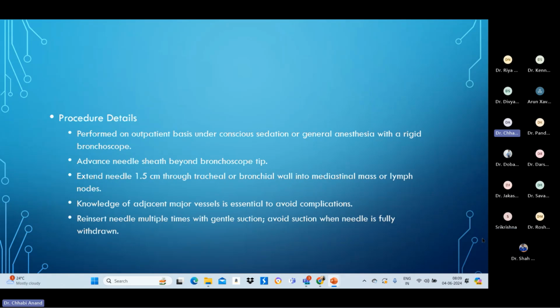Advance needle sheath beyond the bronchoscope tip. Extend needle 1.5 cm through the trachea or bronchial wall into the mediastinal mass or lymph nodes. The knowledge of adjacent major vessels is essential to avoid complications. Then reinsert the needle multiple times with gentle suction, and avoid suction when the needle is fully withdrawn.